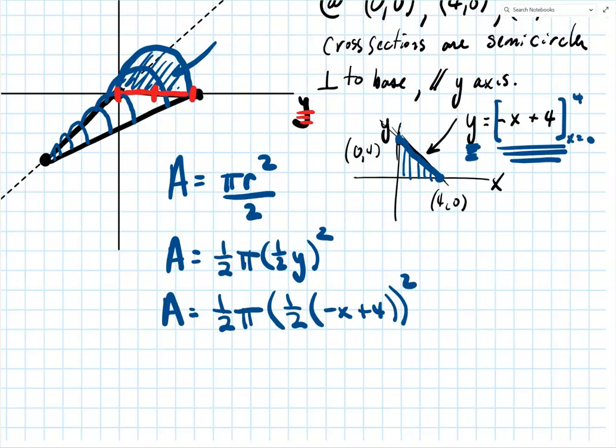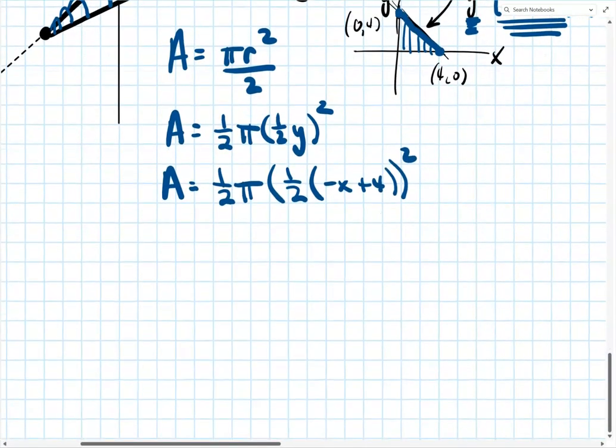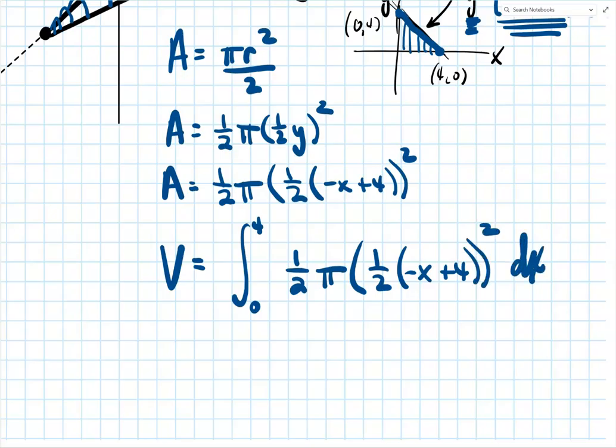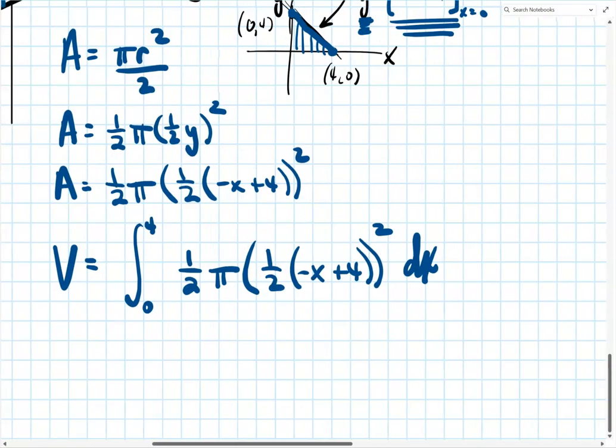And now I can introduce this as an integral with boundaries on the x-axis and integrate with respect to x. So the volume ends up being the integral from an x value of 0 to 4 on the function 1/2 pi times 1/2 of negative x plus 4 quantity squared. And again, integrate with respect to x.